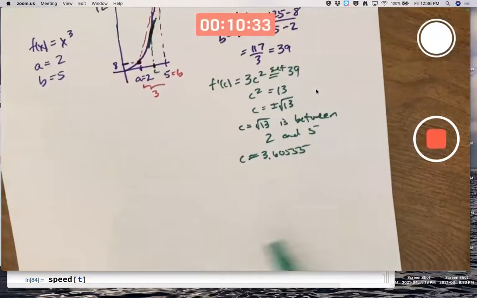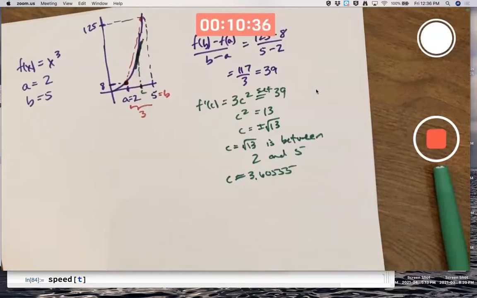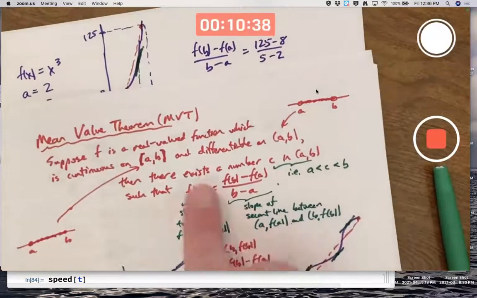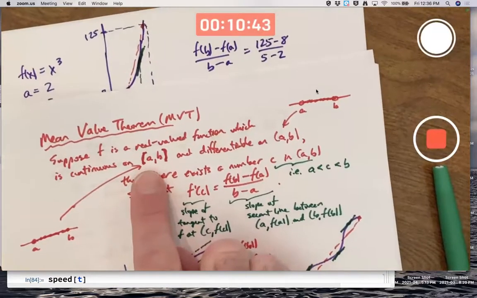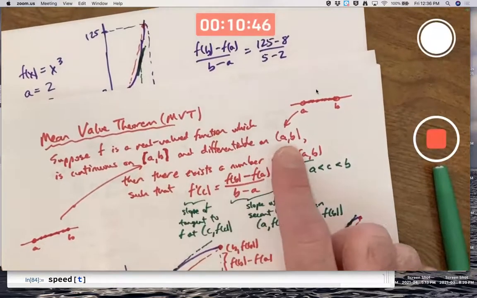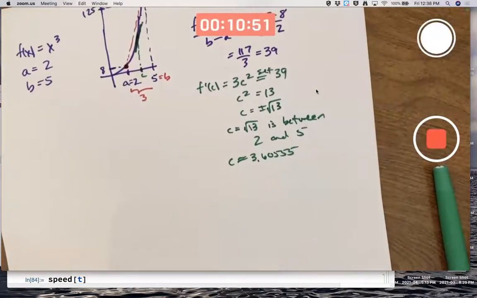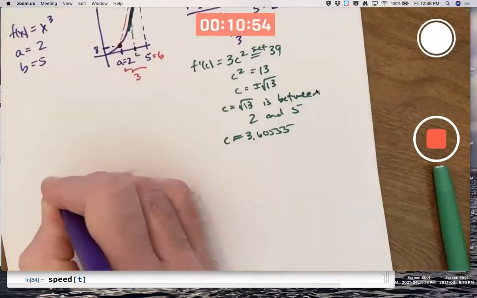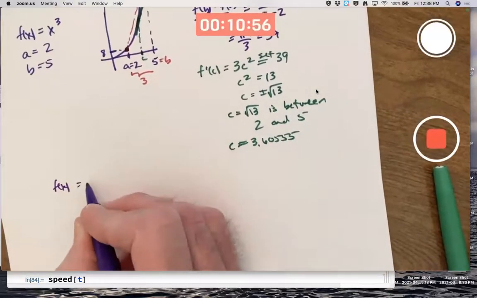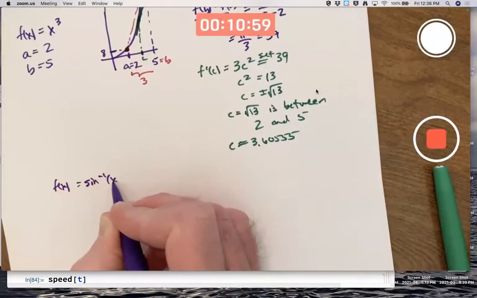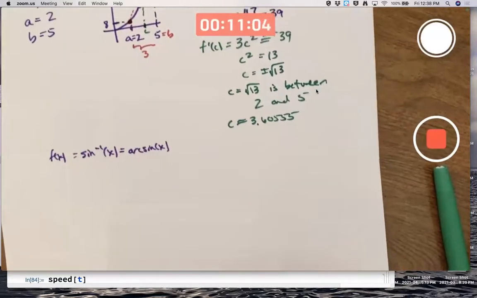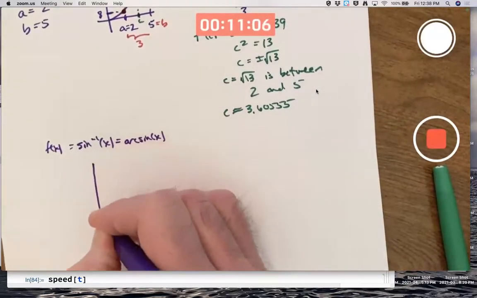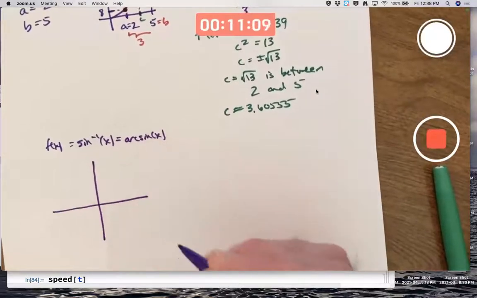I'll show you another example. And this other example illustrates why we make the assumptions in the way we do. This example is going to be continuous on a closed interval, but actually just differentiable on the corresponding open interval, not at the endpoints. And that example is f of x equals the inverse sine function. You can also write that as the arcsine. Its domain is the interval from -1 to 1.